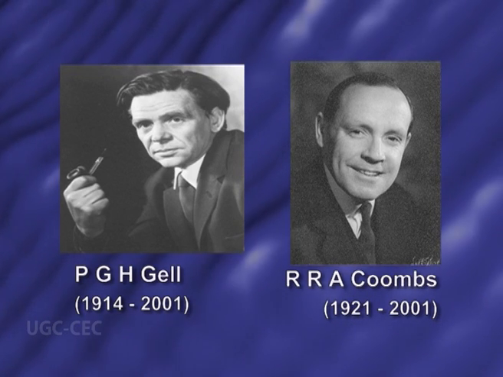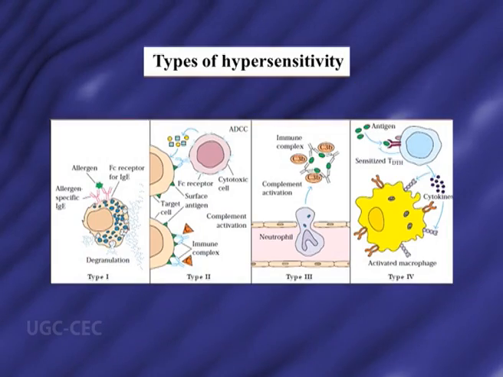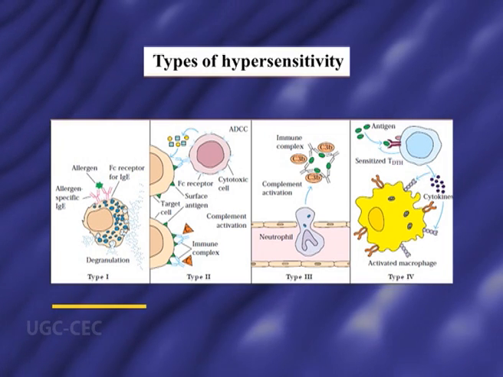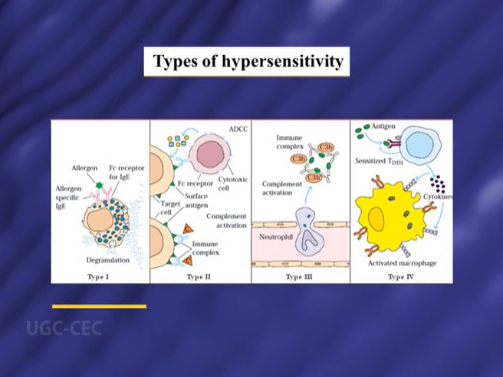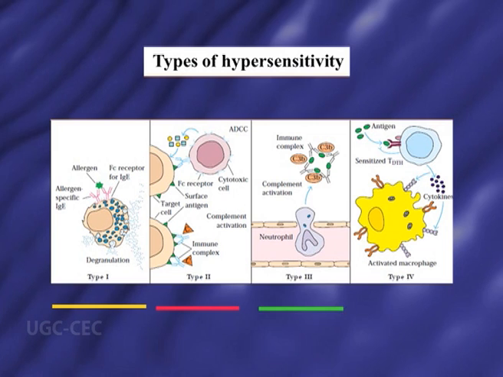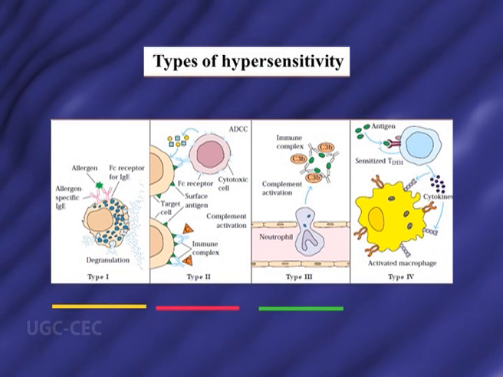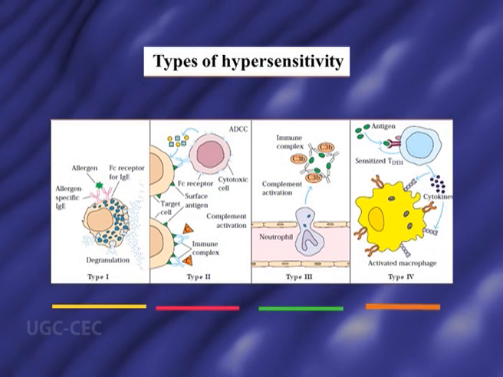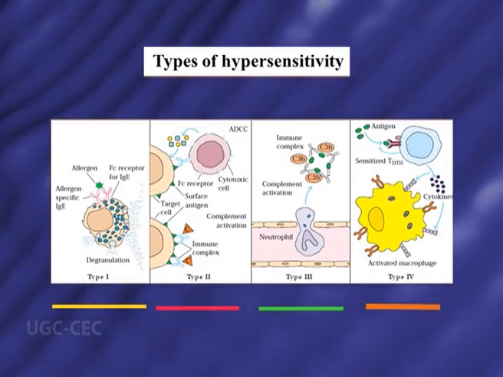The 4 groups are: type 1 hypersensitive reaction, or IgE mediated hypersensitivity; type 2, or antibody mediated hypersensitivity; type 3, or immune complex mediated hypersensitivity; and type 4, or delayed type hypersensitivity.